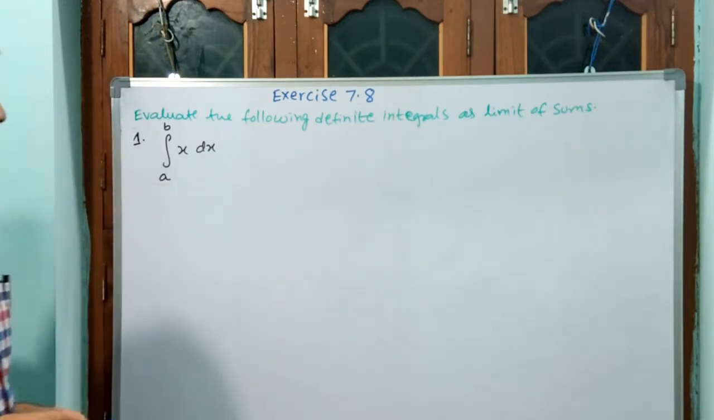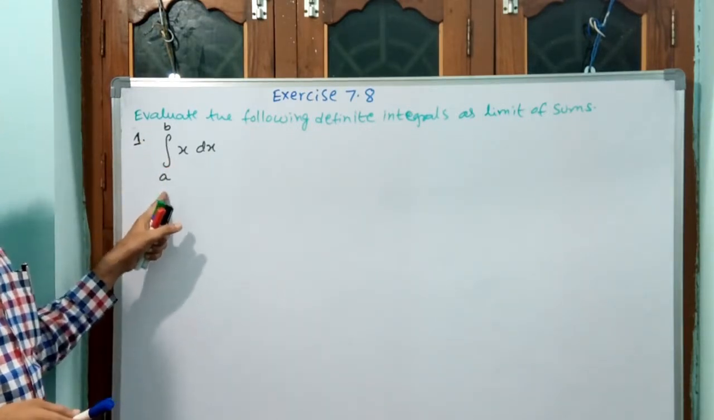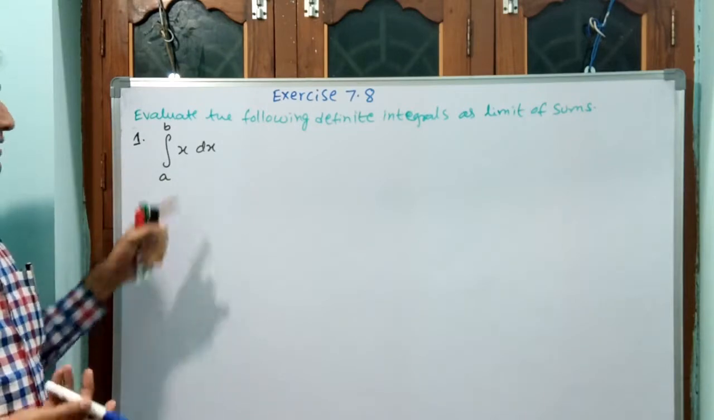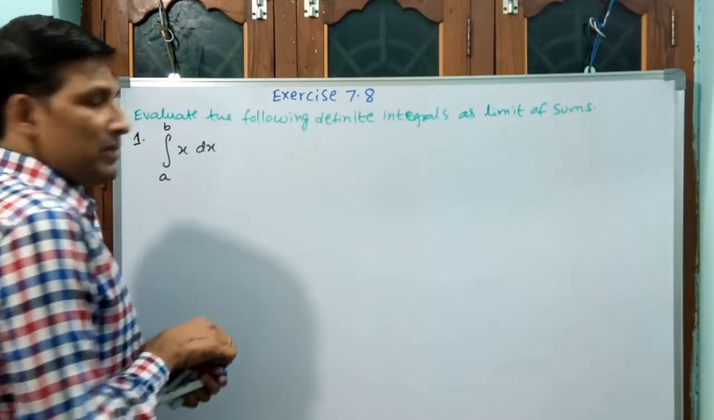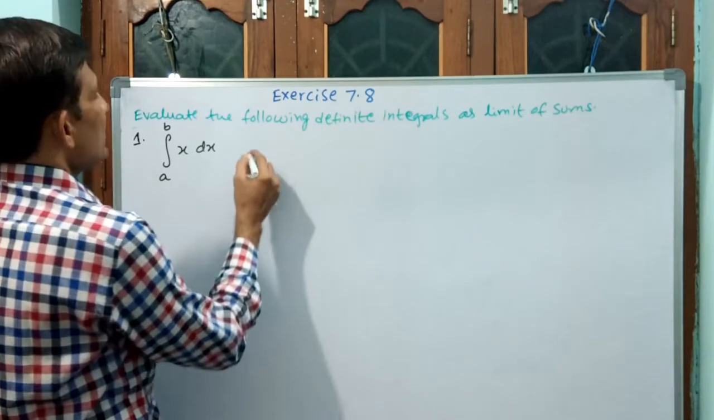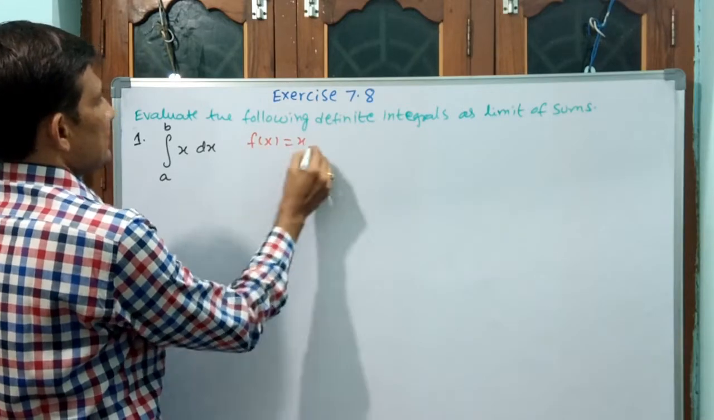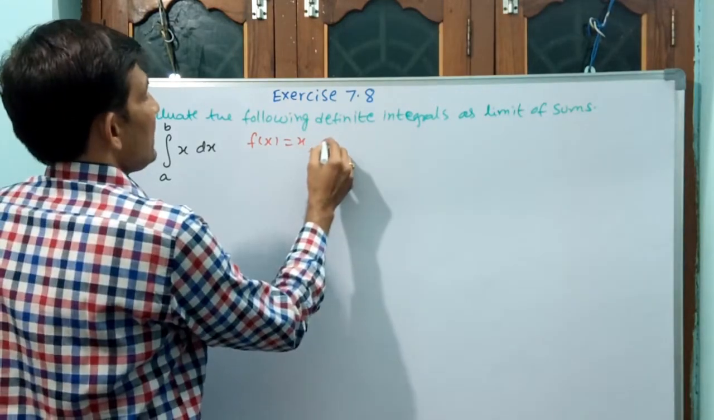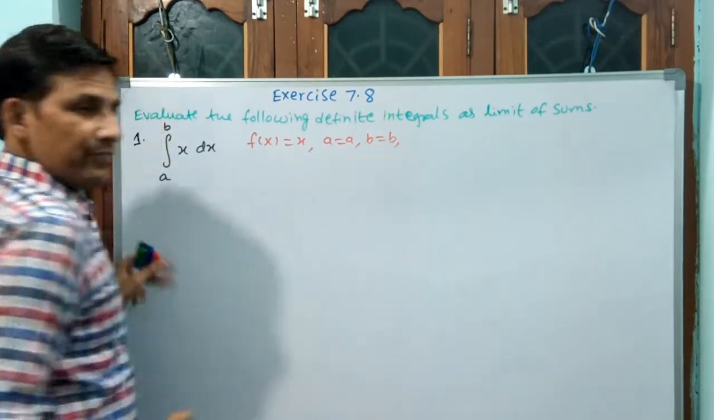See, they have given the integral from a to b of x dx. Here the lower limit is a, the upper limit is b, like standard. f of x is x. I am writing this first: f of x is equal to x. And a will be a, b will be b.